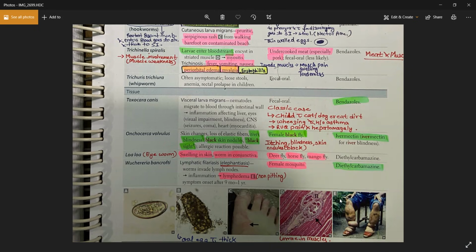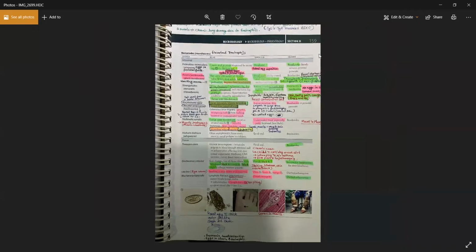and the drugs you should know: for Loa loa, you will use diethylcarbamazine or ivermectin. And for any other organism, you will always use albendazole or mebendazole. Okay, so for Loa loa and Wuchereria only, you will use diethylcarbamazine. Okay, and for Onchocerca, you will use ivermectin. And for any other organism, you will always use albendazole. Okay, any doubt so far?